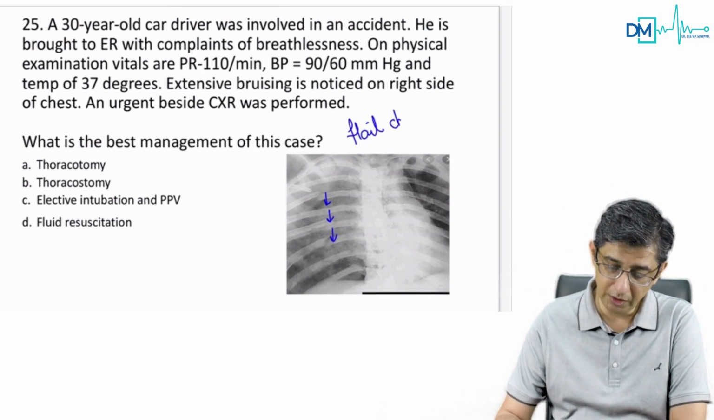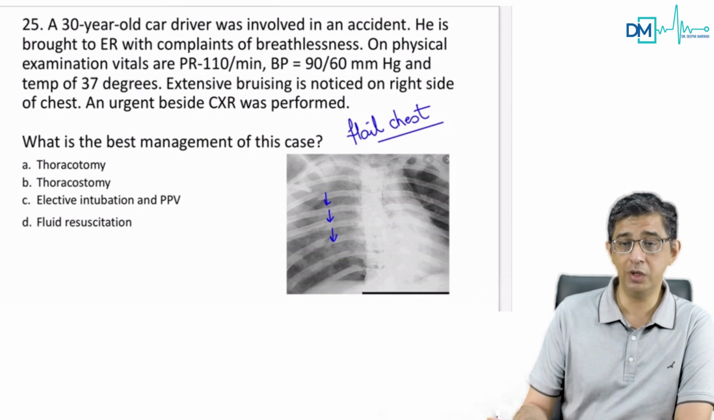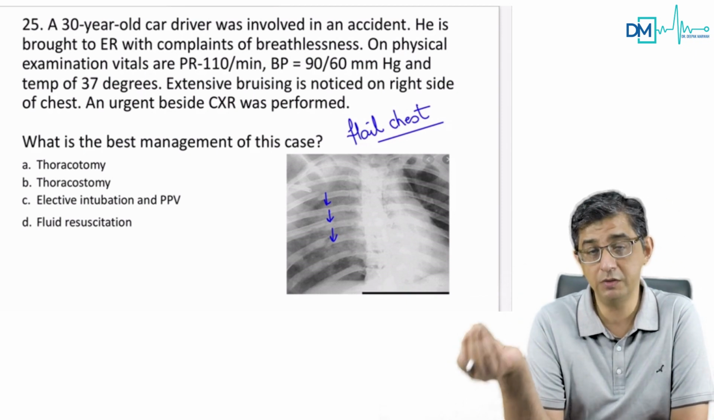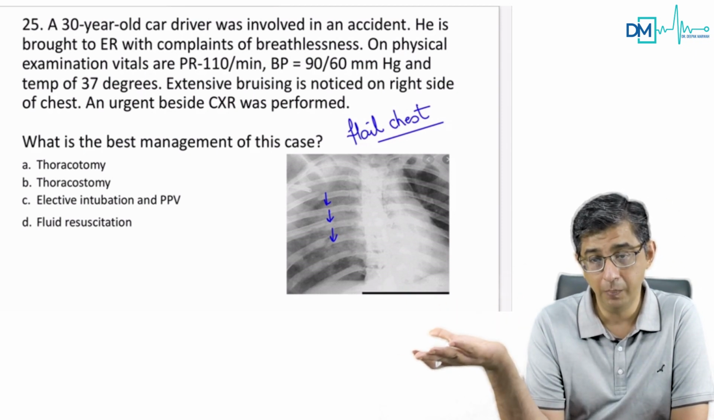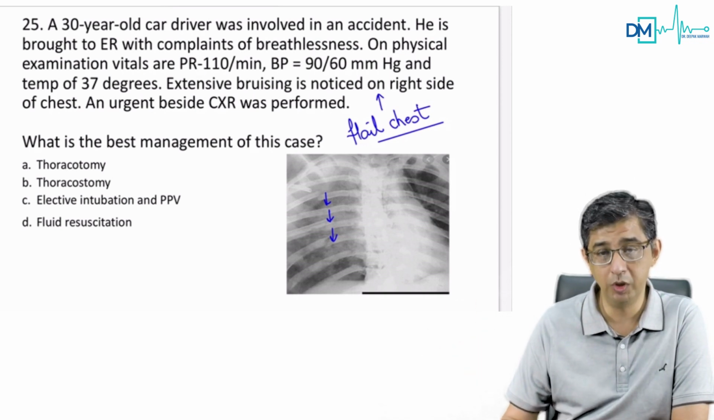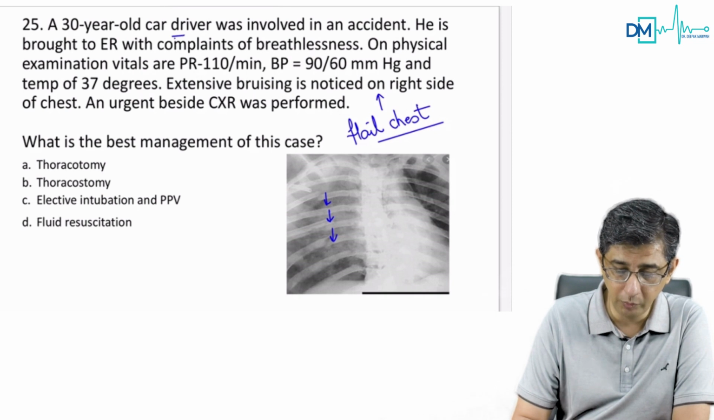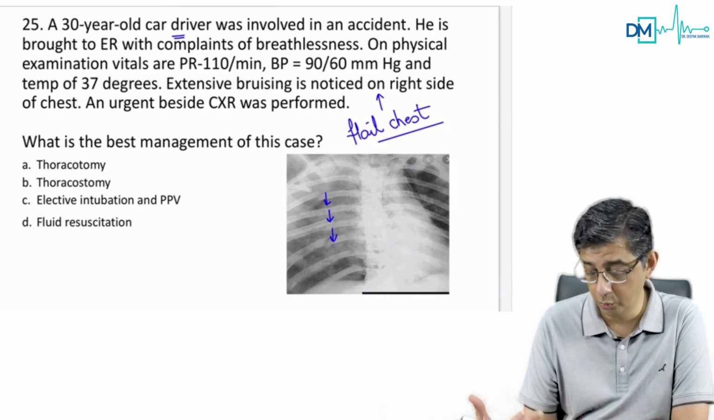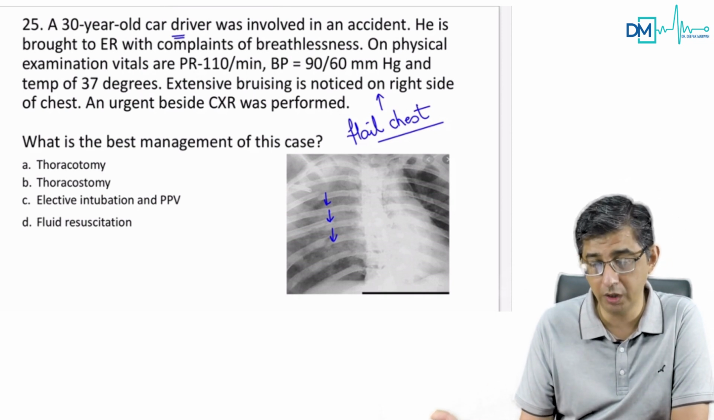So in earlier years in the exam, he simply used to ask you what is the best management of flail chest, which is positive pressure ventilation. But this time, he decided to give you a clinical history. That's it. But the moment you read about a car crash, the moment you read about injuries to the chest, the moment you see multiple fractures, you know what you're going to do?